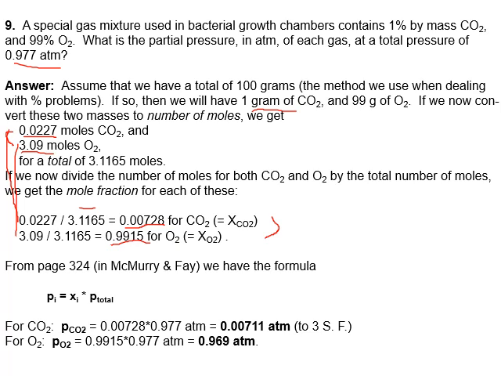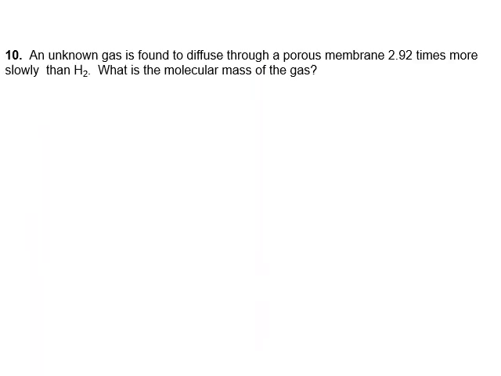So when we multiply this number right here times 0.977, we get 0.00711 atmospheres, and that's the first part of the answer. And then do the same thing for the O2, and we get 0.969 atmospheres. Next slide. Now, for some reason, this thing is actually moving when I click it today. I don't know why, unless I'm living right, because usually I have to click it 4 or 5 times.